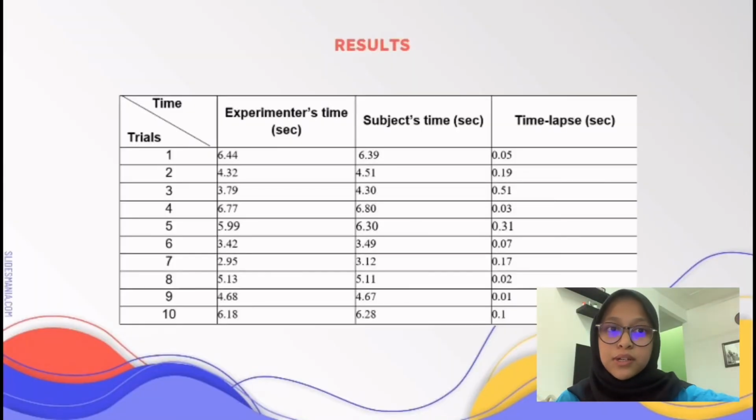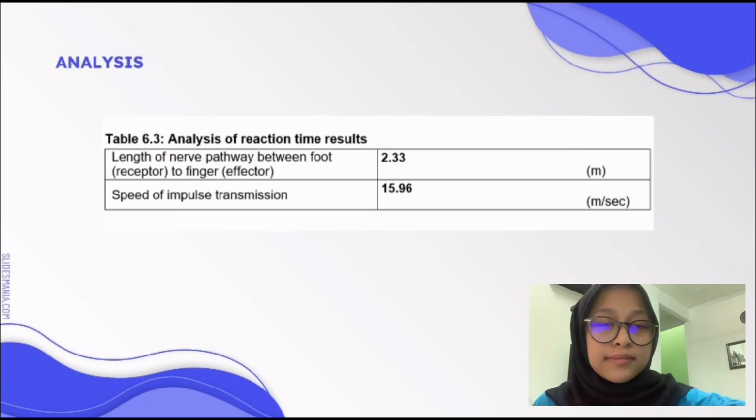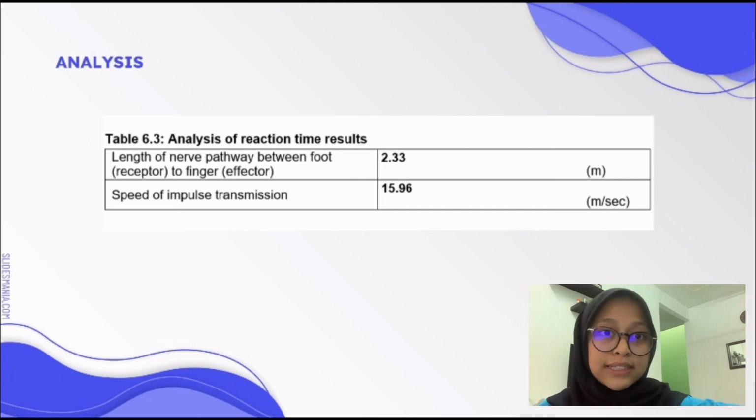From this result, I calculated that the average reaction time is 0.146 seconds. As you can see here, the length of the nerve pathway between the receptor and the effector of our subject is 2.33 meters, and after we calculate it, the speed of impulse transmission is 15.96 meters per second.